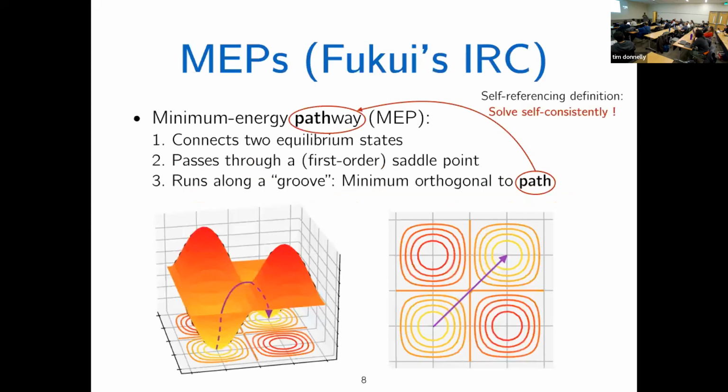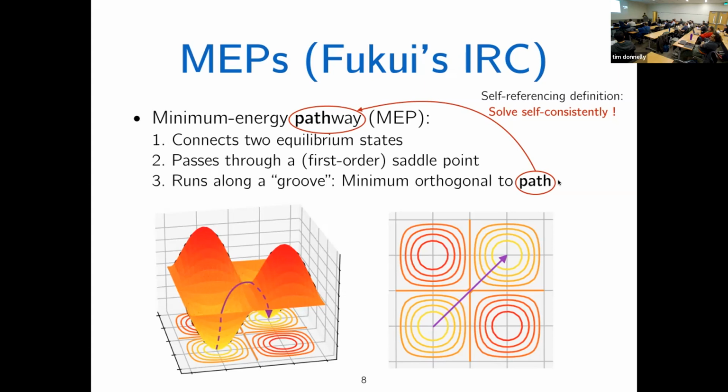Okay, so let's start by just defining what a minimum energy pathway is. In the chemistry community, this was defined by Fukui in 1970 as the intrinsic reaction coordinate. It's just a pathway in configuration space that connects two equilibrium states. It passes through a saddle point, which we assume to be first order for simplicity, and it runs along a groove if you look at the PES. And what I mean by groove is that if you look orthogonal to the path, it lies at an energy minimum. And you'll notice that the definition of the MEP itself contains a reference to the pathway itself.